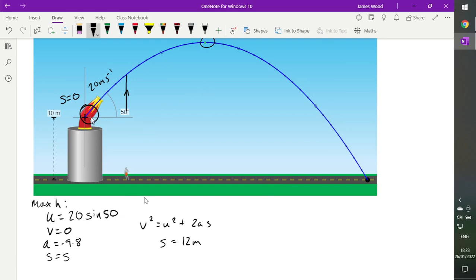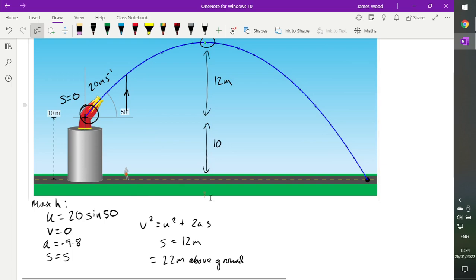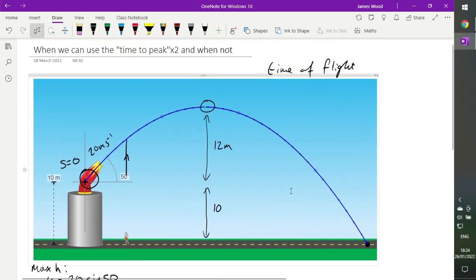Now that distance is from where it started. So what I found there is 12 meters. So its height off the ground is then going to be plus an extra 10. So that's 22 meters above the ground. If you're in an exam or just doing a textbook question, sometimes it might ask you for the height above the ground. Sometimes it might ask you for the height above where it started. So just be wary of that.